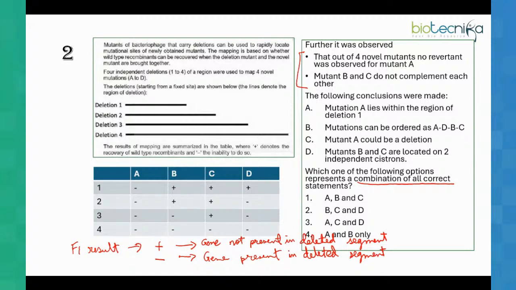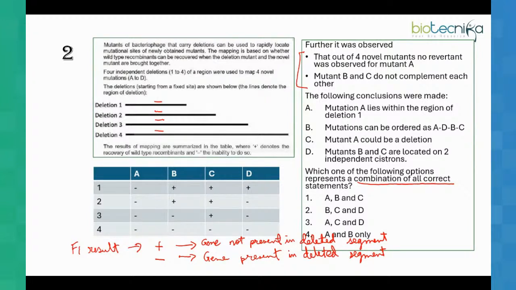Right. So now before we go to this table, let's have a look at this series of deletions. So deletion 1, 2, 3, 4 are given. Before we go to the table, imagine that we are talking about a particular gene that is present in this segment, a segment which has been deleted in all four. Any gene that is present in this particular segment, which is deleted in all four, will show what progeny in the next generation? It will all show negative, right? Negative means the gene was present in the deleted segment and it has got deleted, right?